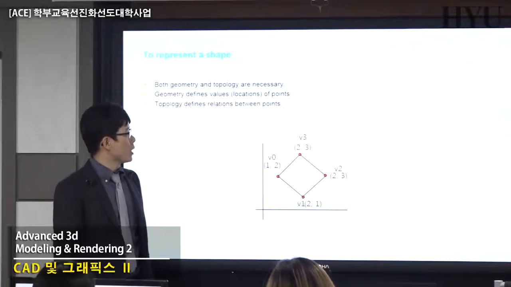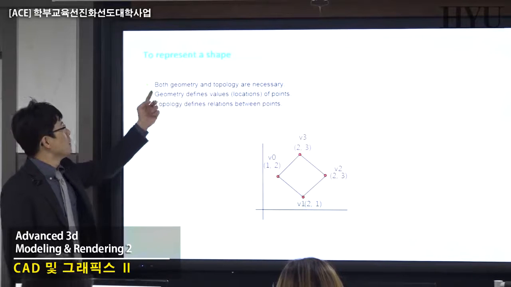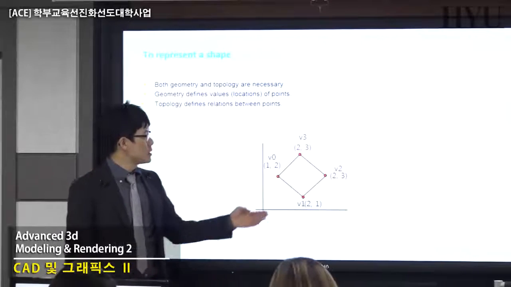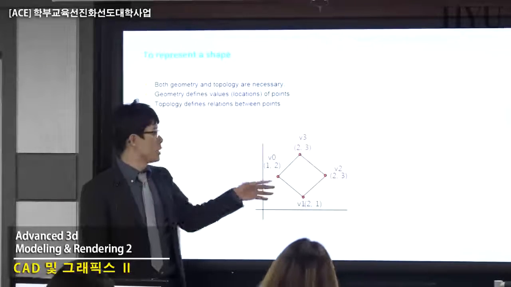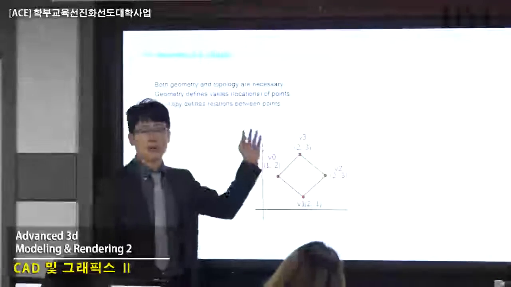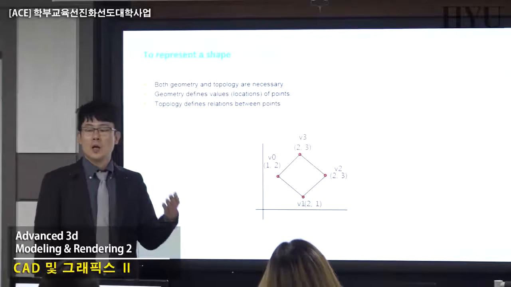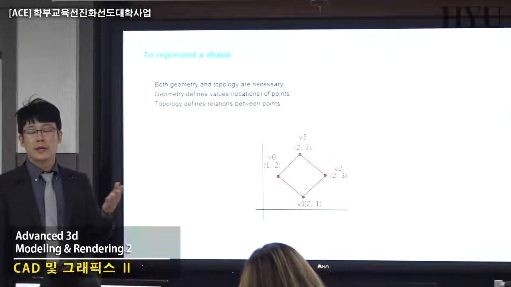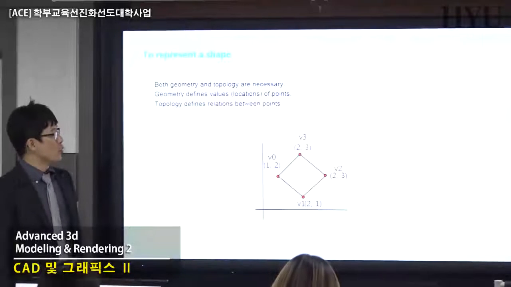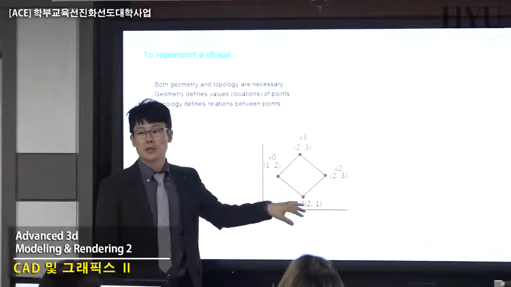So for computers, both geometry and topology are necessary, okay? When human beings cognitively recognize this shape without any additional information, we can recognize it in our human brain. But to computers, it must be very explicit and very mathematical, theoretical, okay? So why do we have to define this kind of relationship as well as the Cartesian coordinate system?